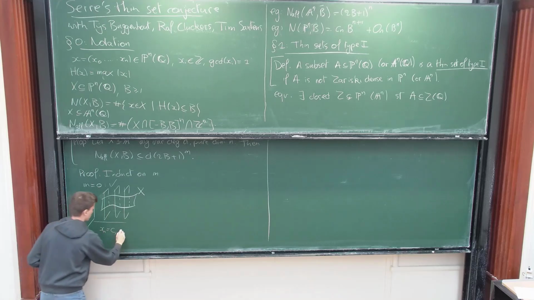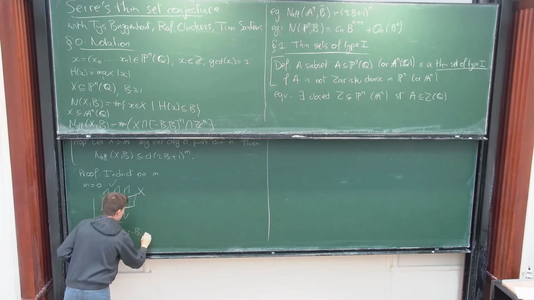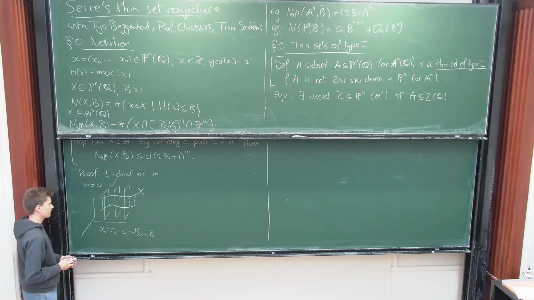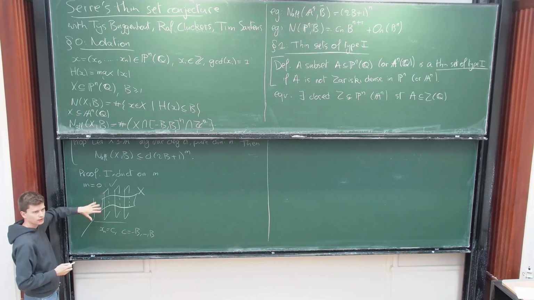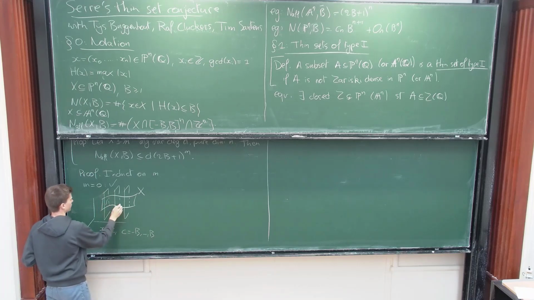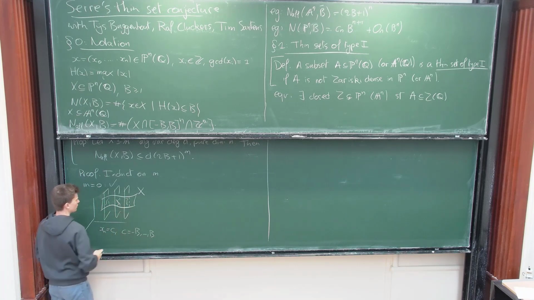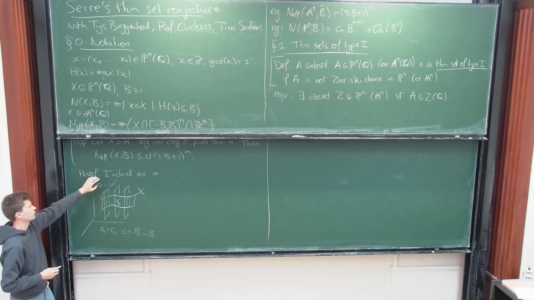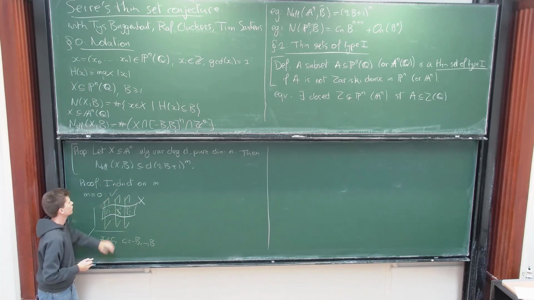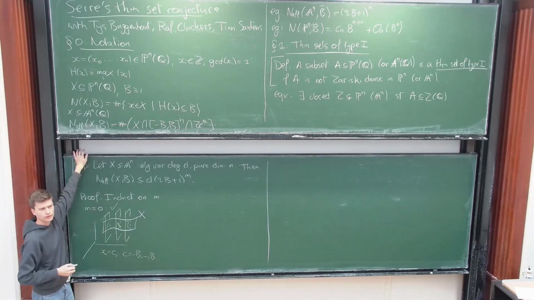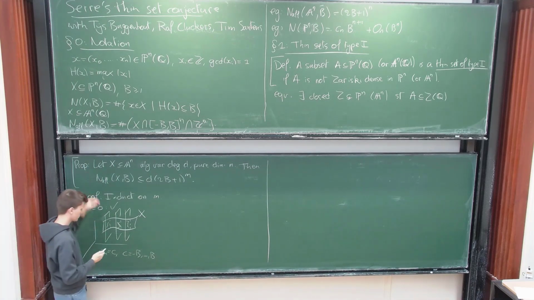Let's say x_n is equal to c. c runs from minus b to b. You intersect X with each of these hyperplanes, and you get a variety of one dimension lower, but of the same degree, and then you just apply the induction hypothesis to this one. So note there's no assumption of irreducibility or anything in this statement.